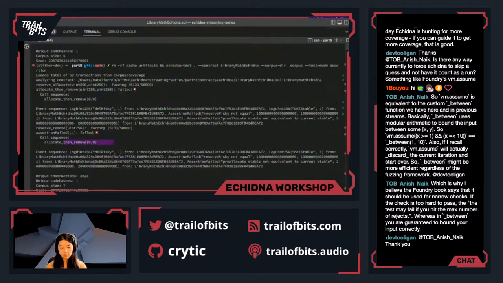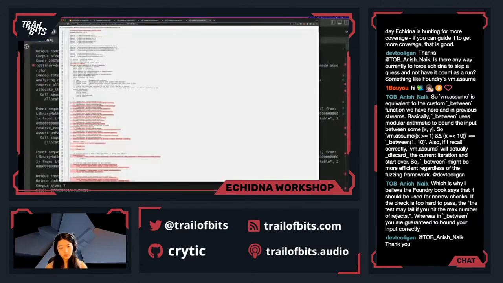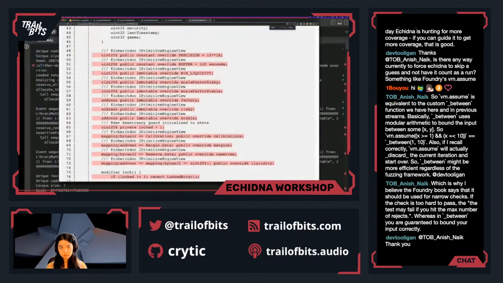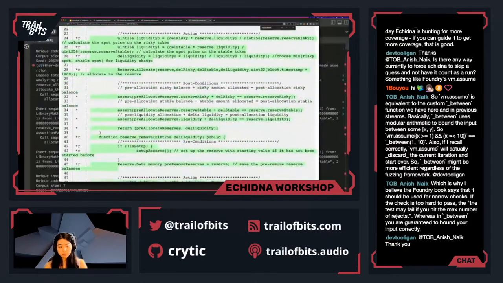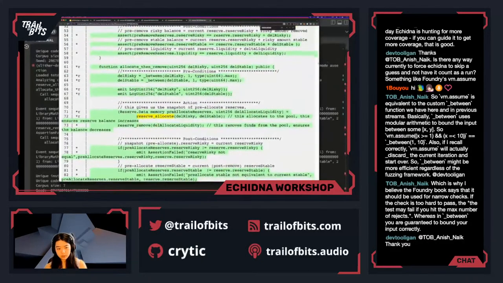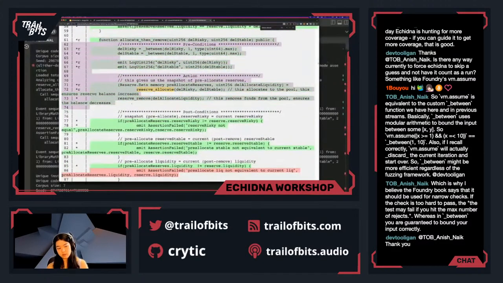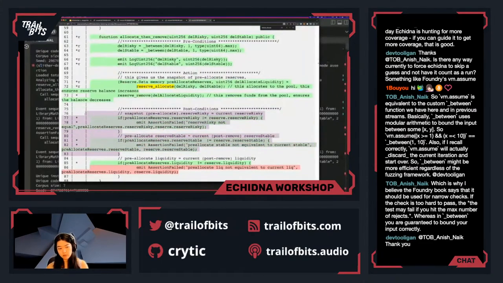So in the case of this last Echidna run, you can see the reserve. If we just jump straight to allocate then remove, we can essentially see that this entire function was hit except for a few reverts within the reserve allocate, but that we actually got Echidna to hit the if statements that we expect or the assertions that we expect.